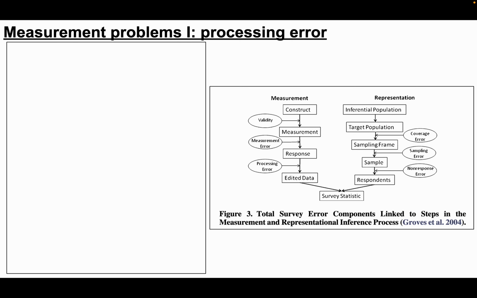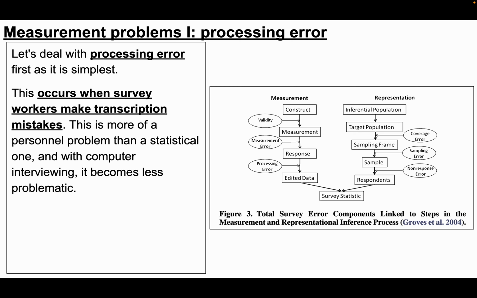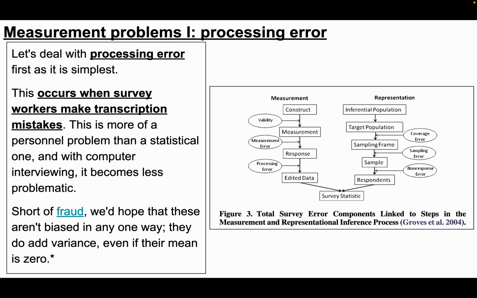Okay, so now let's turn to measurement problems. And let's start with something simple. Processing error occurs when survey workers make transcription mistakes. This is a little more of a personnel problem than a statistical one, and with computer interviewing, it arguably becomes less problematic. Short of fraud, you would hope that these aren't biased in any one way. By the way, if you want to read an interesting exposé of a recent case of fraud, click on the link. But I should note that these errors do add variance even if they have mean zero.